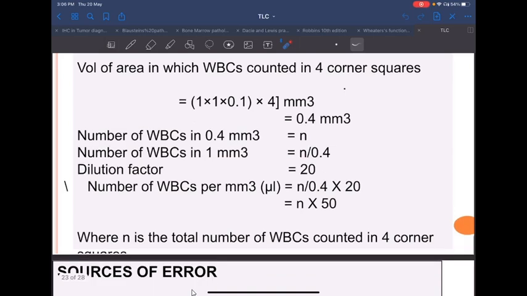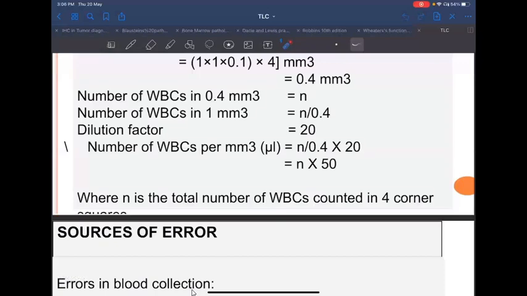Are you getting this? We have assumed that the number of WBCs that we counted in all the four corner squares is n, and the volume was 0.4 mm³. In 0.4 mm³, we counted n WBCs. So in 1 mm³, by using the unitary method, we get n by 0.4 as the number of WBCs. By multiplying it with the dilution factor, we get the number of WBCs per mm³ equal to n by 0.4 into 20, which is n into 50, where n is the total number of WBCs counted in the four corner squares.